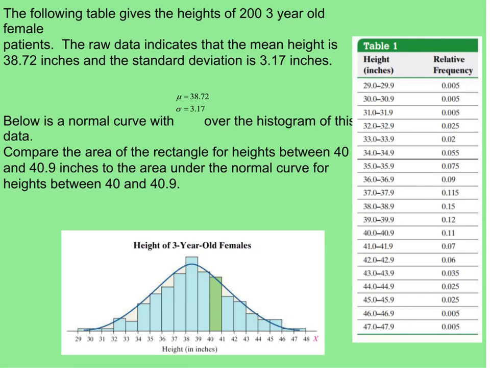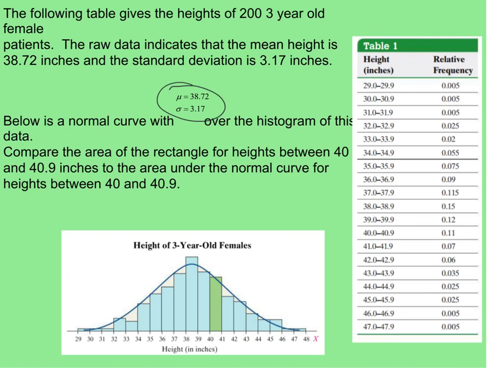In this next example, we have a table on the right. The table gives the heights of 200 3-year-old female patients at a pediatrician. So 200 little 3-year-old girls, and their heights are calculated, and then we have the relative frequency of those 200 3-year-old girls. If you punch all that into Minitab, you can find the mean and the standard deviation. 38.72 is the mean, and 3.17 is the standard deviation. You can pause the video if you want and take a look at the table. The height in inches is given on the left, and the relative frequencies are given on the right.